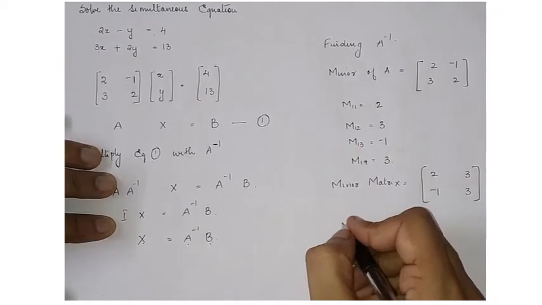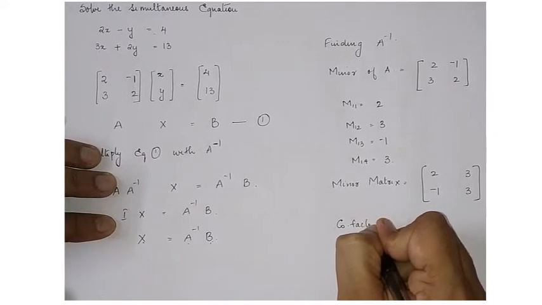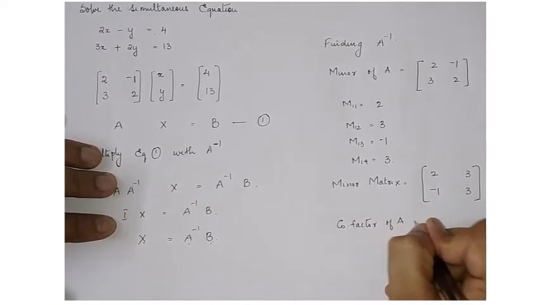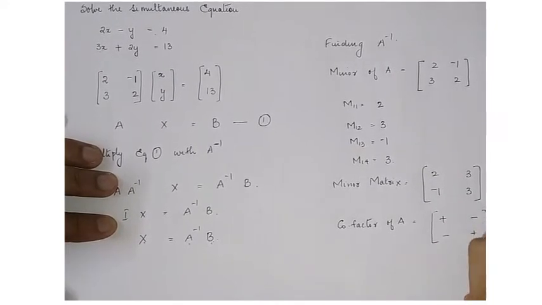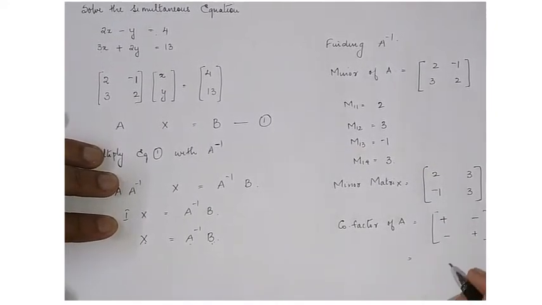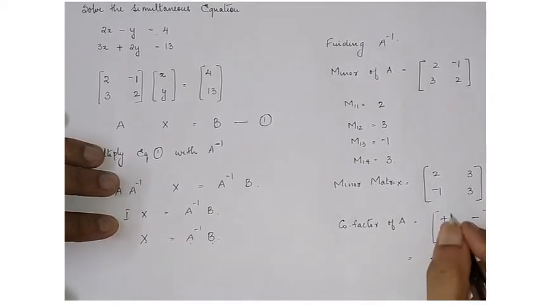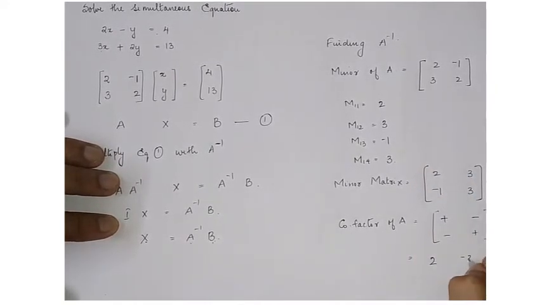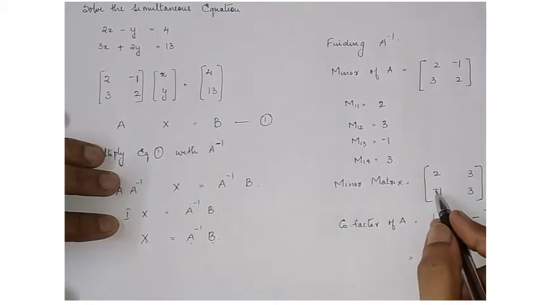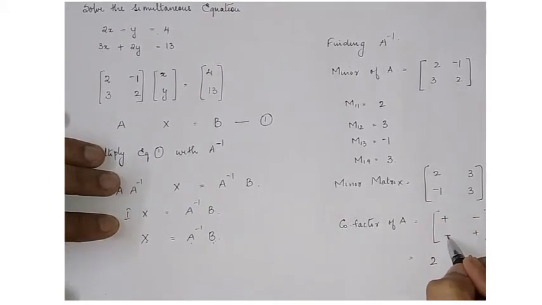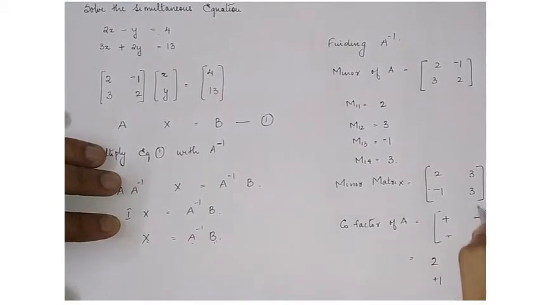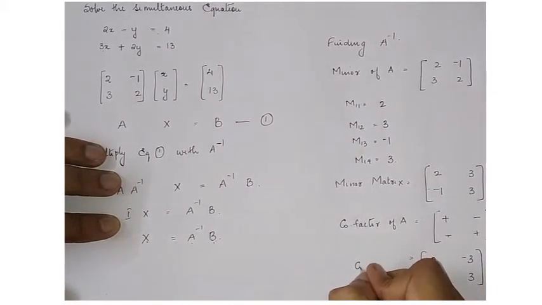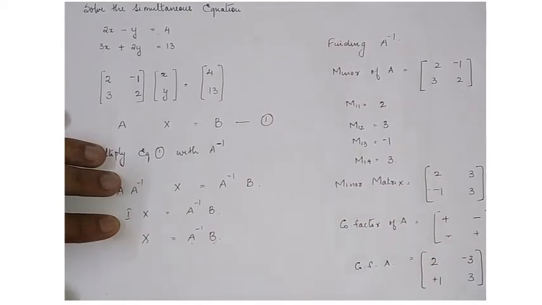Now we have to find the cofactor of A. Use the formula plus minus minus plus. So when you apply this, 2 becomes plus 2 and 3 becomes minus 3. Now this minus 1, there is a minus sign again here. So minus into minus, minus of minus, it becomes plus 1. There is a plus 3 here, put it plus 3 like that. So this is the cofactor matrix of A.